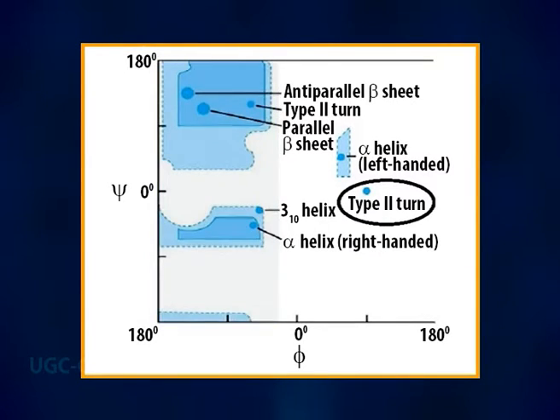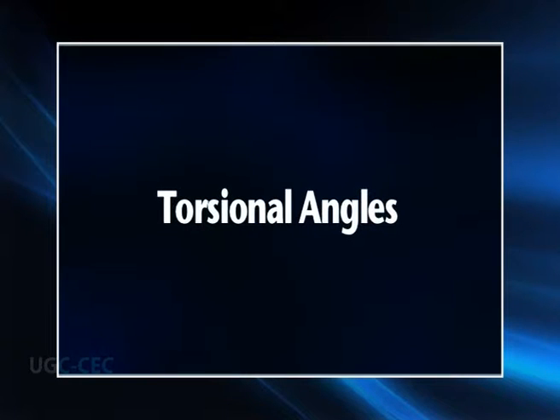Some regions of the Ramachandran plot will be empty because of steric clashes between the oxygen atoms. These regions are mostly located in the lower right-hand corner of the plot. Now let me discuss what are torsional angles.